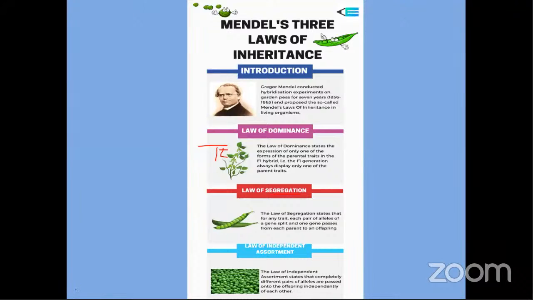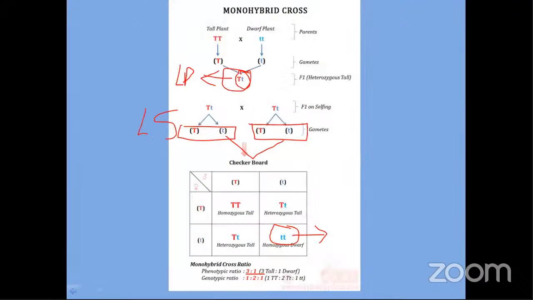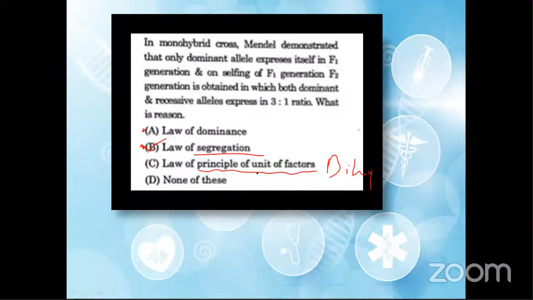That happens in the dihybrid cross. It has less to do with the monohybrid cross. What does the principle of unit of factor say? When Mendel started his experiment, he simply said that basically character. Ma'am, are these two different? Yes, these are different. Independent assortment and unit of factor are different.